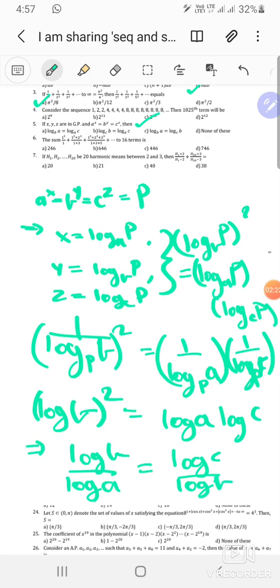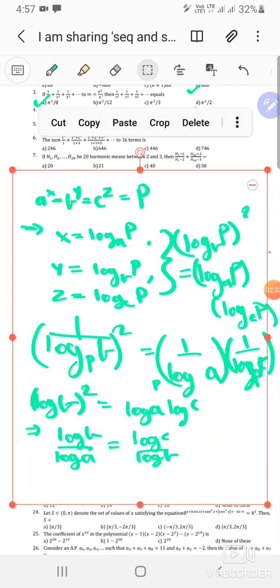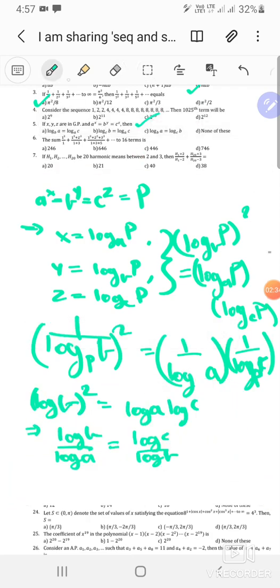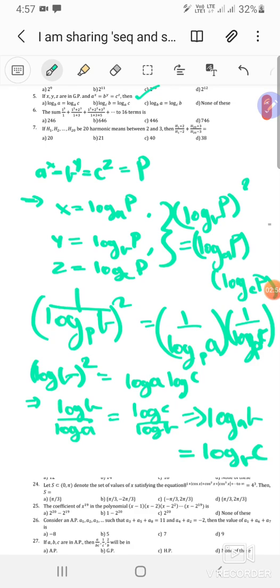And then once again we can use the change of base rule for this equation. So log base a of b is equal to log base b of c. Okay, cool. So which of the options matches? Log base b of a is equal to log base a of c.